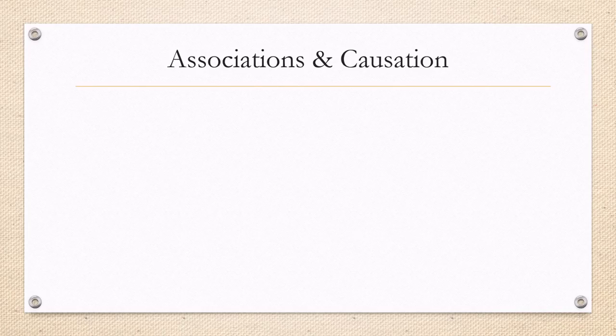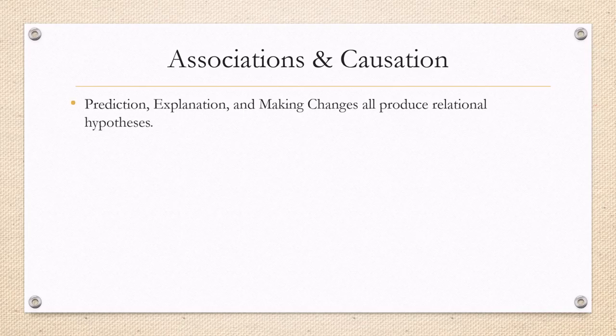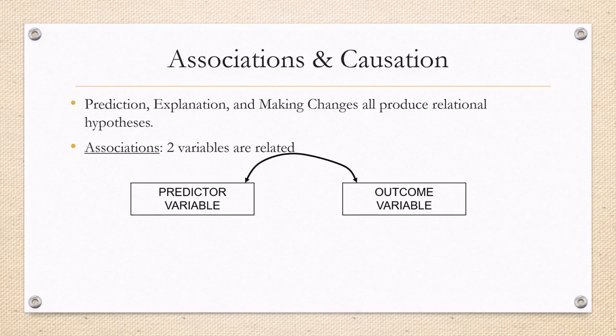Let's consider the types of relationships that we have. We have associations, which are simply that two variables are related. We don't know the direction of causality, or even if there is causality. We just know that the two variables are related. And I showed you previously how we represent this with a curved, double-ended arrow.